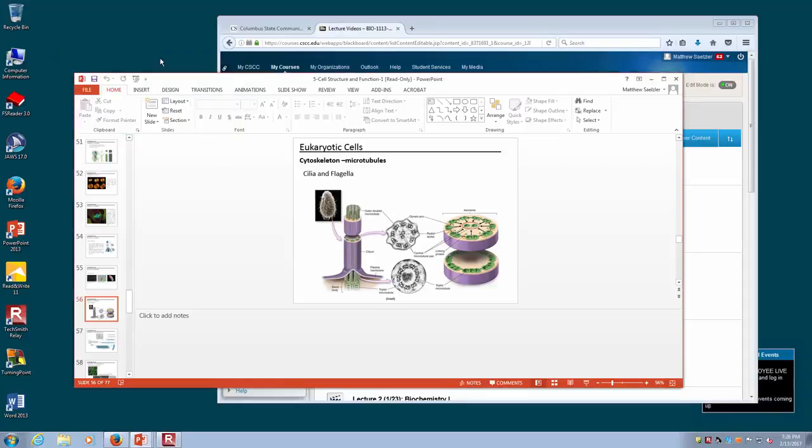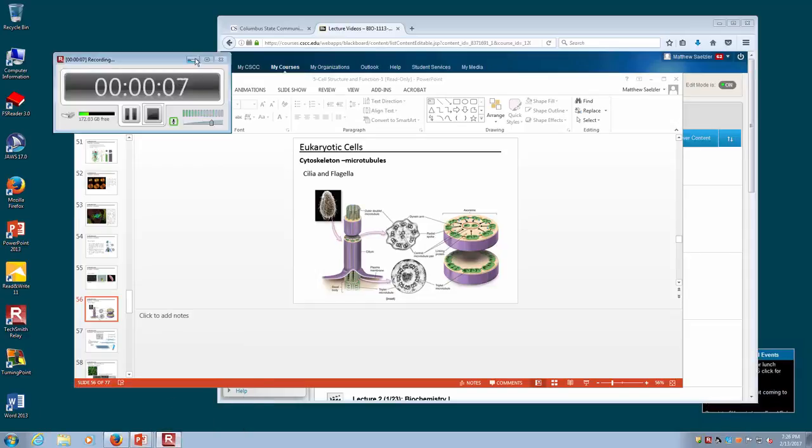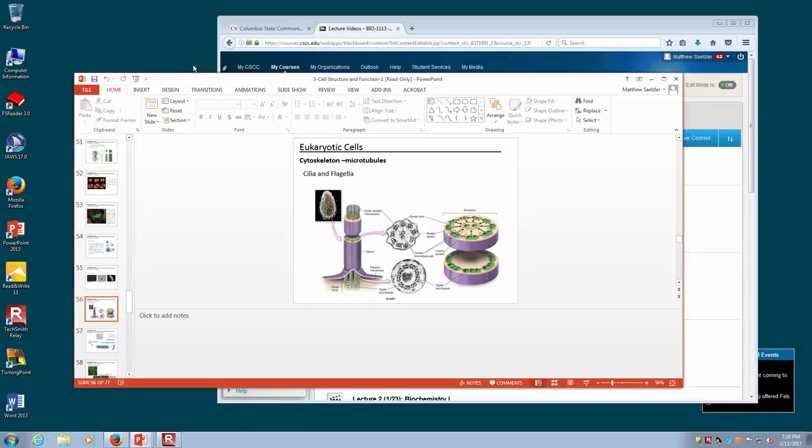features and functions of things that you find in prokaryotic cells. And then we went through and talked about the different membrane-bound organelles that you find in eukaryotic cells. We talked about their structure and also their function.